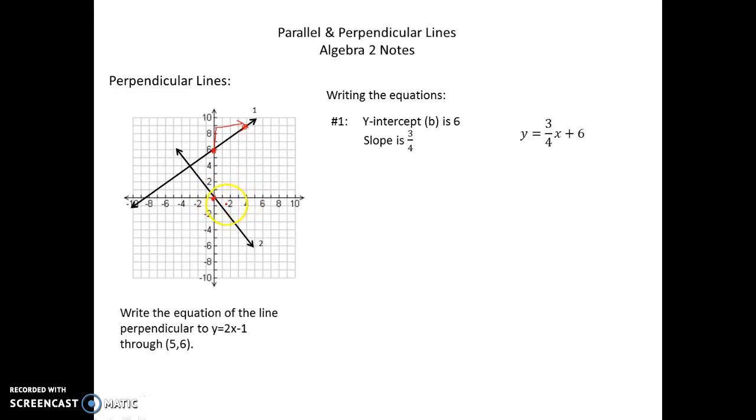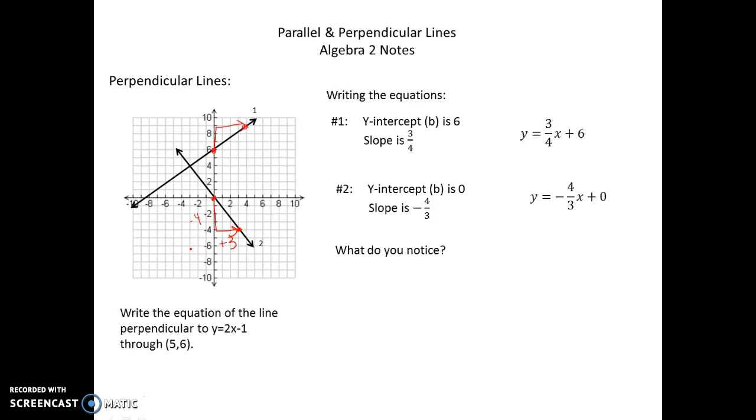If we look at the second line, we have a y-intercept of 0. And in this case, we come down 4, and we go right 3. Down, remember, is a negative direction. So that gives us a y-intercept of 0. Slope is negative 4/3. And our equation is y equals negative 4/3 x plus 0.